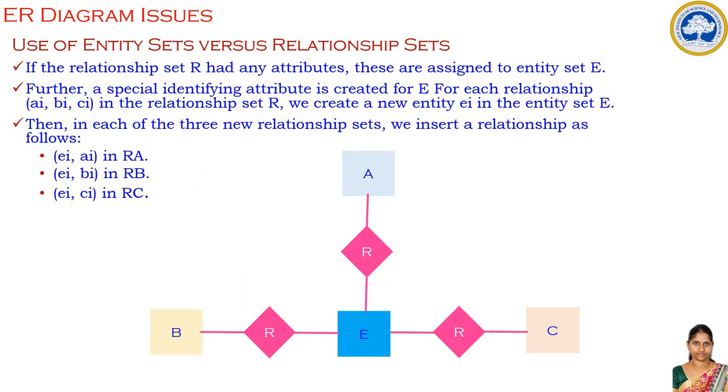And similarly here we are maintaining four entities A, B, C and E. So each and everything is connected with the relation R. So A and E are connected with the relation, and in a similar way for the E and C also.